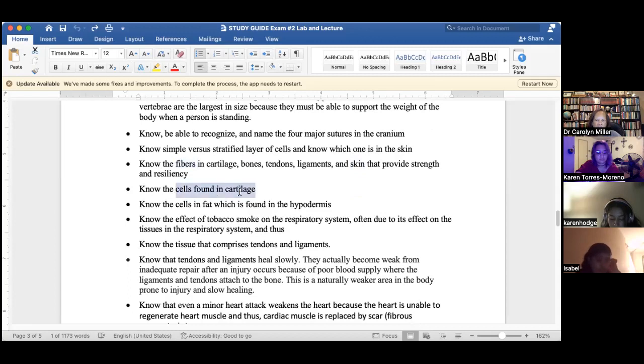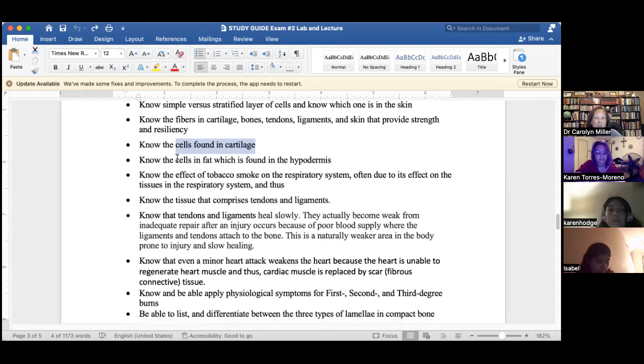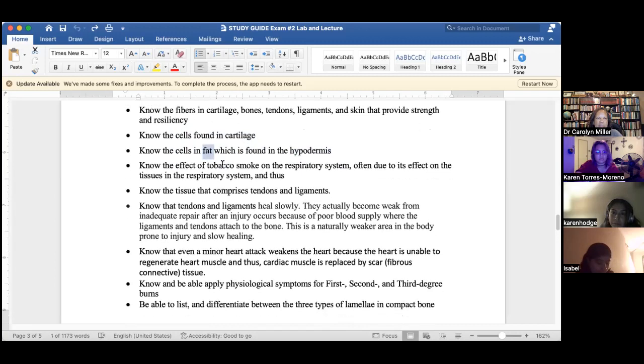The cells found in cartilage are chondrocytes. And that's why this is a hypochondriac region, because it's below where the cartilage connects to the sternum. So hypochondriac for the chondrocytes, the cartilage. Know the cells in fat. And now that we've had A and P, we're going to call fat adipose. It does make up the hypodermis. So therefore, the cells in adipose would be adipocytes.